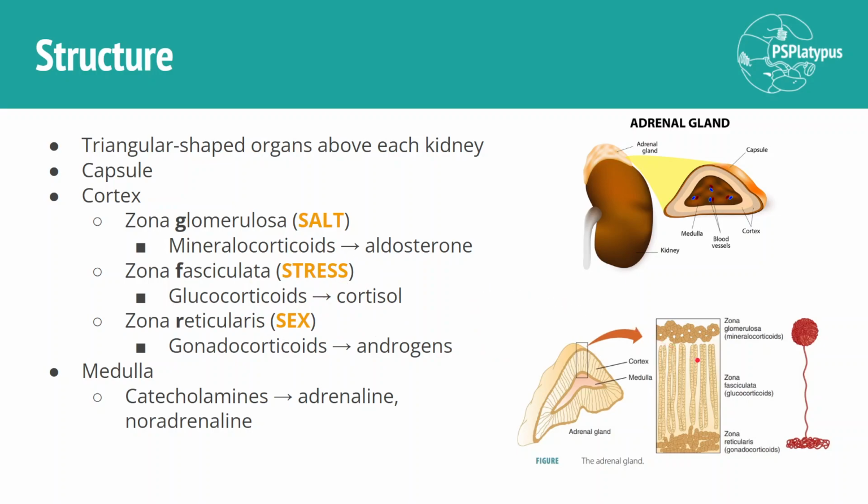The medulla produces catecholamines, which are kind of like a group of hormones. In this case, we're talking about adrenaline and noradrenaline.